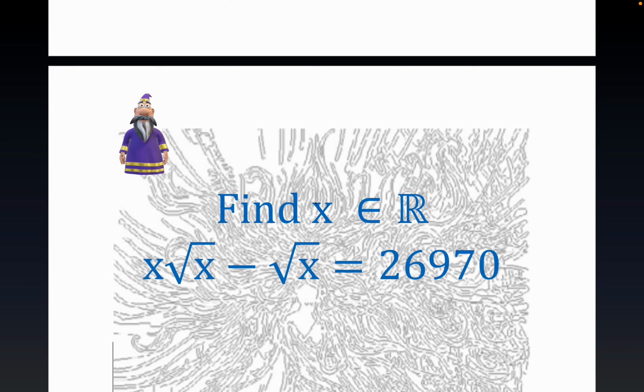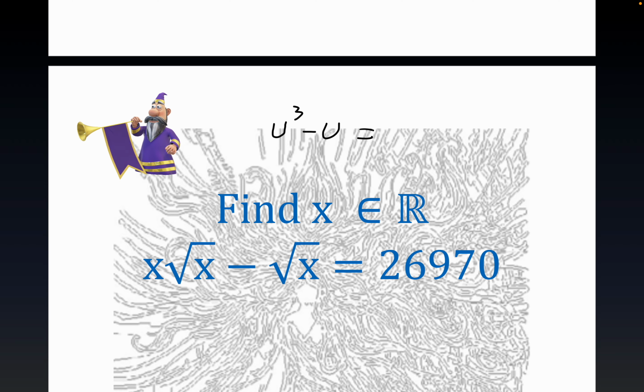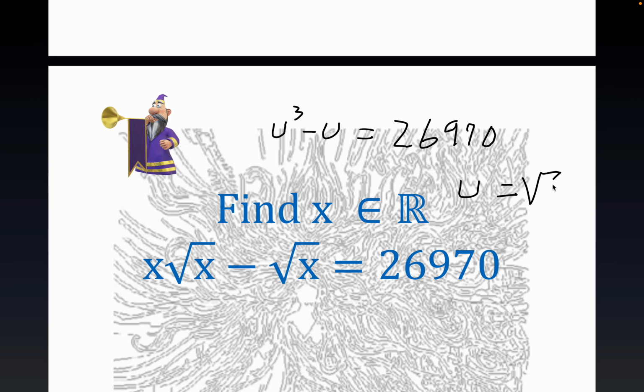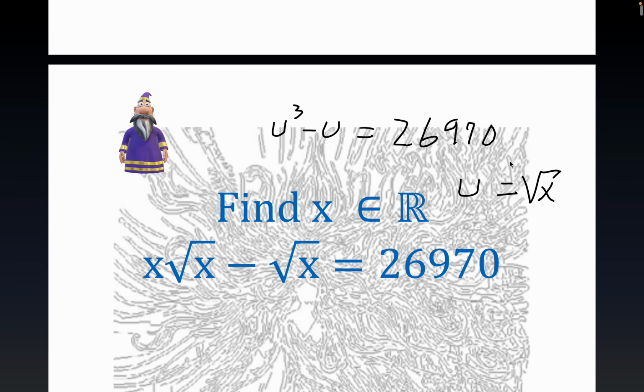For a real valued x such that this radical equation holds. Now, a lot of you will note that it's in the form u cubed minus u equals 20, what is this number, 26,970. And of course, the substitution is when u is equal to the square root of x. So already, that's an approach.